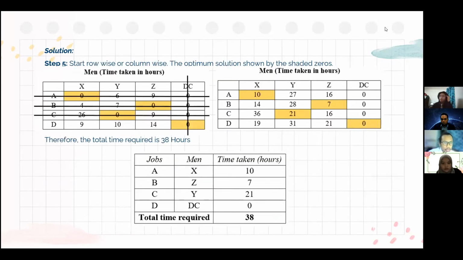The final step is to start row wise or column wise, which gives the optimal solution shown by the shaded 0. So we need to find the 0 from the column and the row and compare to the actual time taken in hours. So we can get the total time required by summing all the time taken, which is 38 total time required. We can pass to the next person.